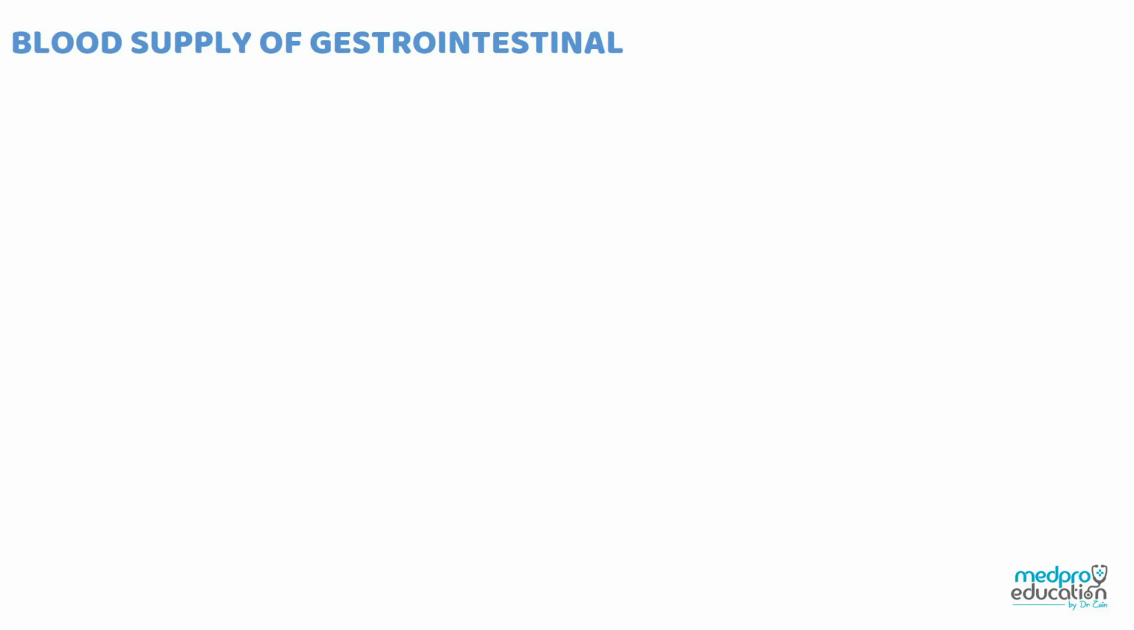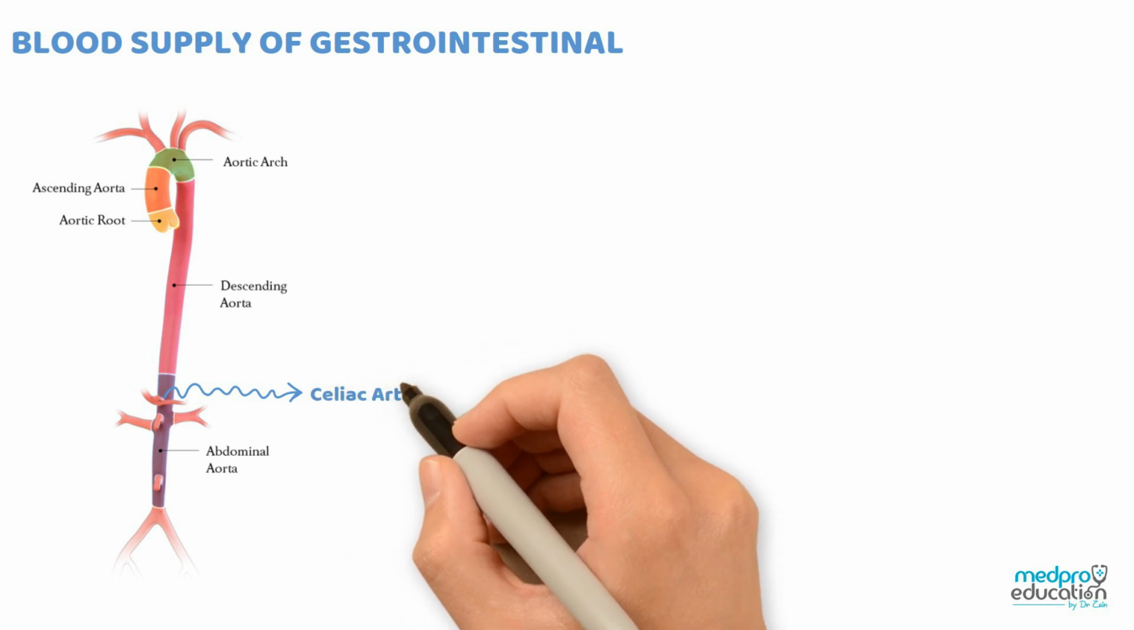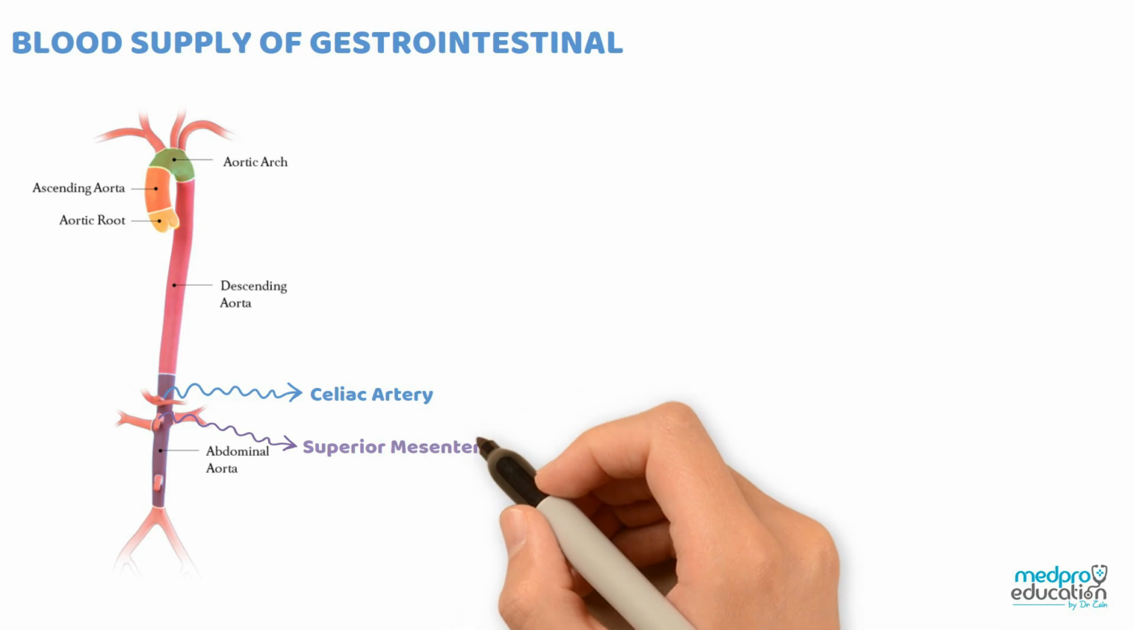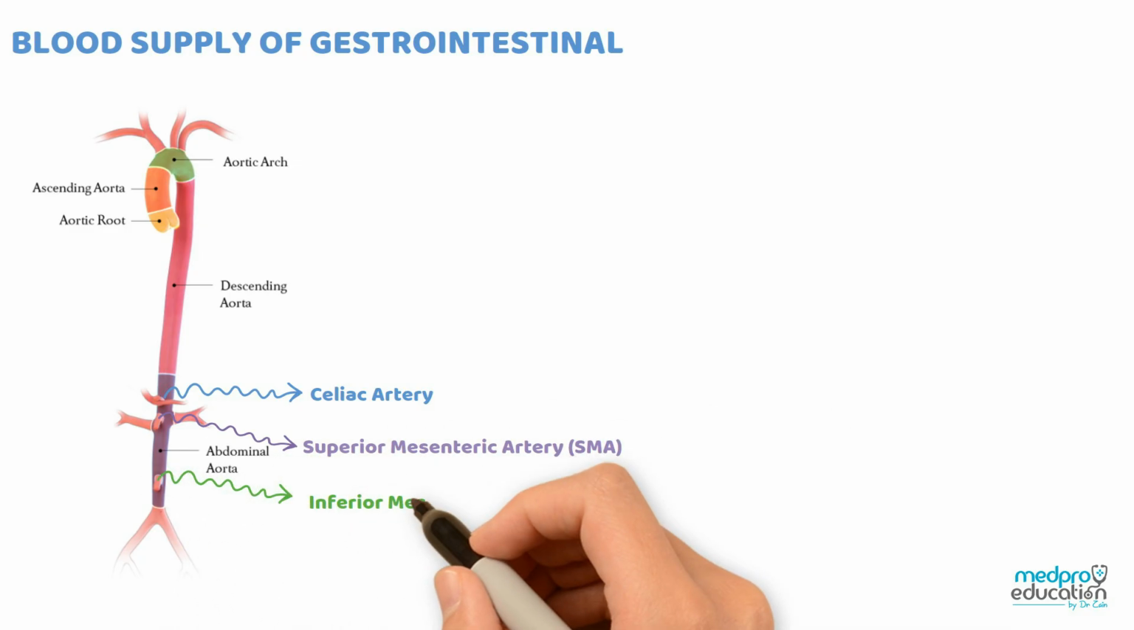to these arteries. The blood supply of the gastrointestinal tract arises from 3 major arteries branching off the abdominal aorta: the celiac trunk at the level of T12 to L1, the superior mesenteric artery at L1, and the inferior mesenteric artery at L3.